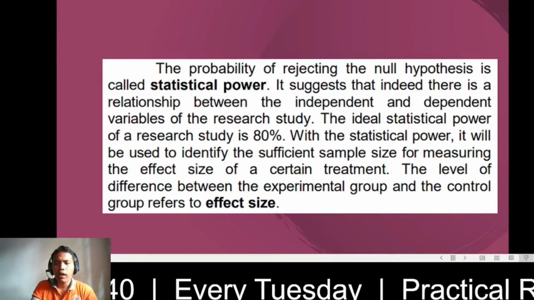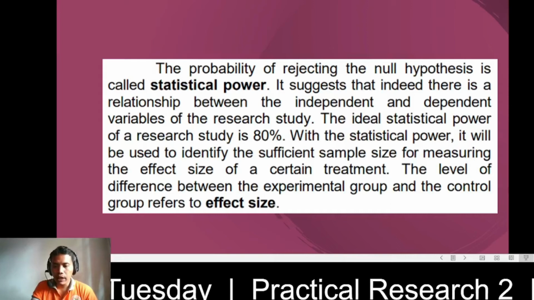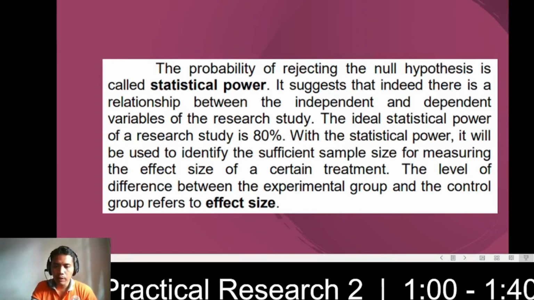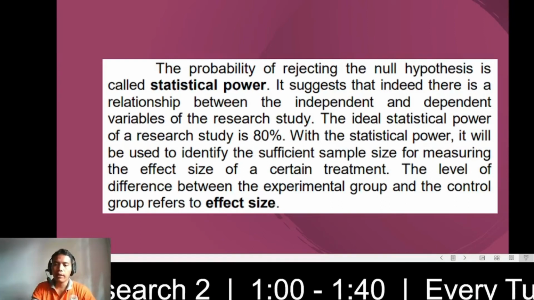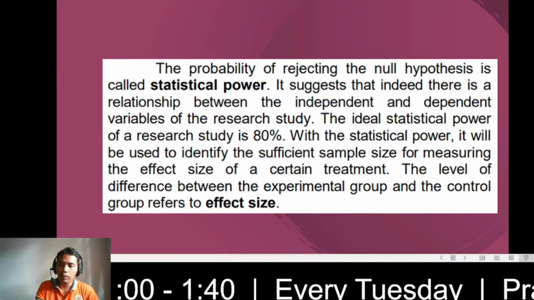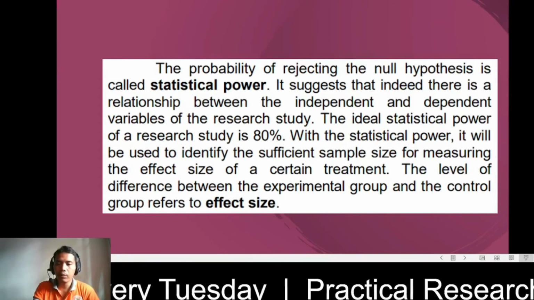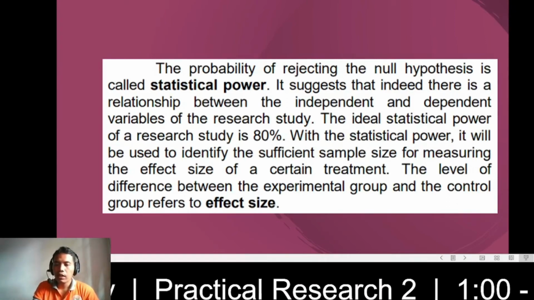Ano ba yung effect size? Okay, since we're talking about effect size. So in the next sentence, sinasabi, the level of difference between the experimental group and the control group refers to effect size. So yung level naman, yung kaibahan ng experimental group tsaka yung control group, ito yung effect size. At yung statistical power po ay magagamit din po natin para ma-measure yung effect size ng certain treatment.